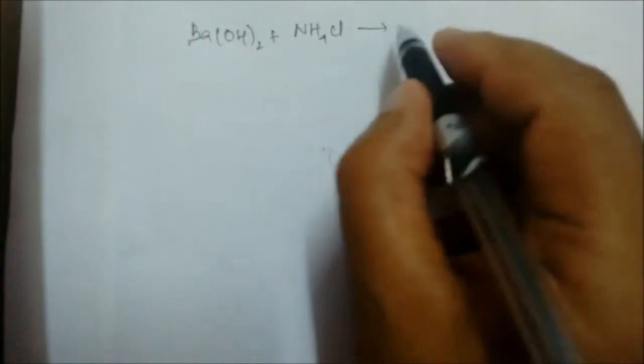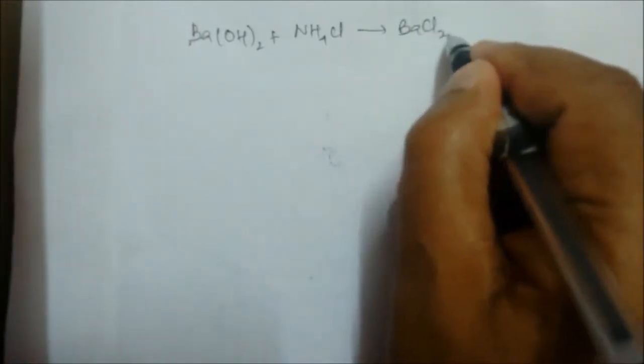So there are some reactions in which heat is produced, but heat is absorbed also. We can take one more example. Barium hydroxide plus NH4Cl, when it reacts with ammonium chloride, it will give you barium chloride plus ammonia plus water. So this is an endothermic reaction.